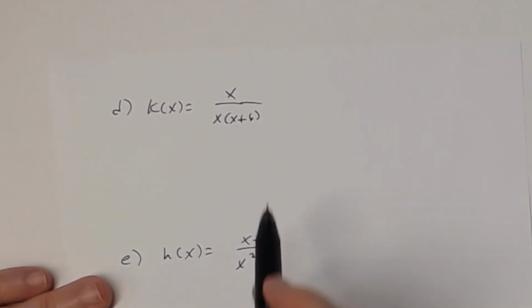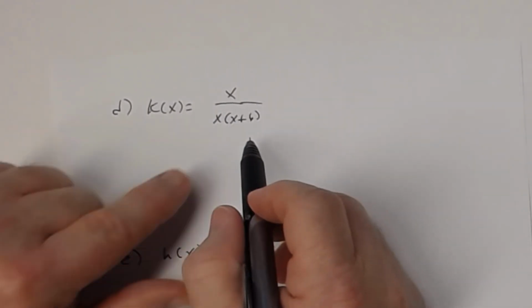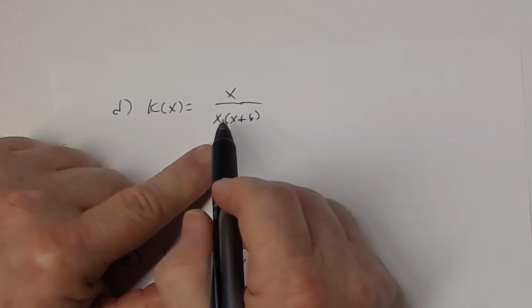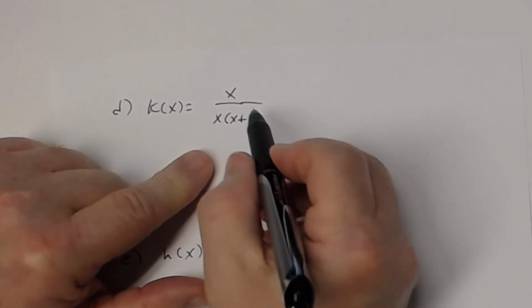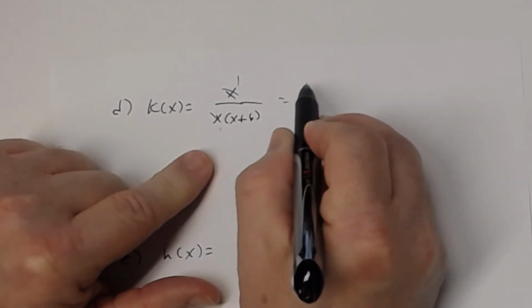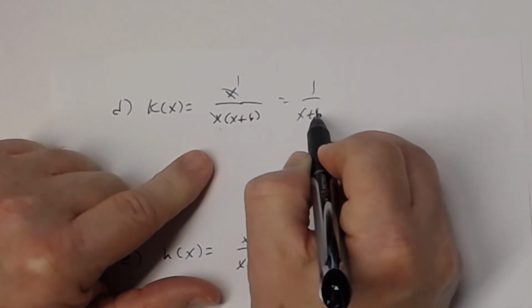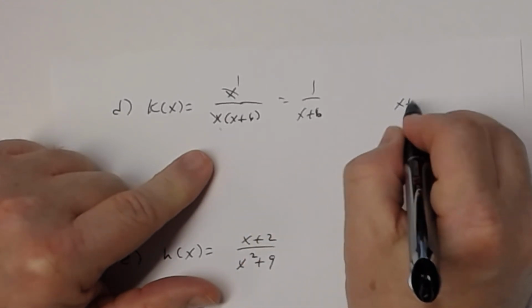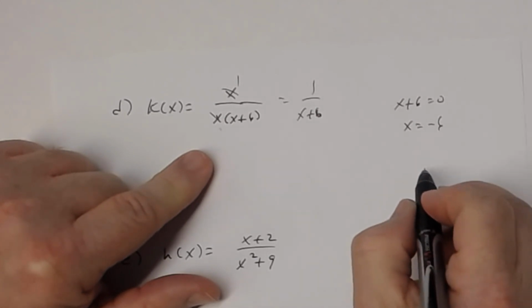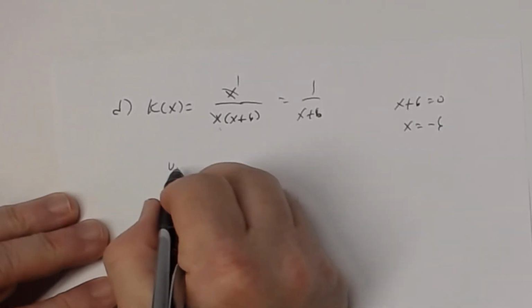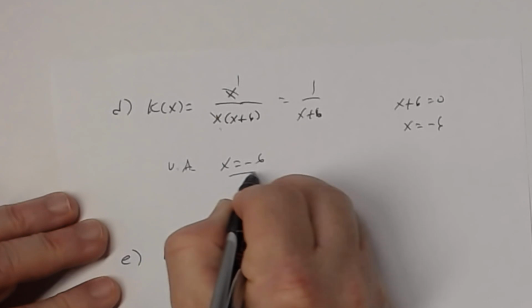All right, let's look at actually C. All right, let's look at D. Okay, so the denominator is already factored, right? Since I'm finding the vertical asymptotes, we're going to reduce. So this becomes 1 divided by x plus 6. Then I take the denominator and set it equal to 0, and I get x equal negative 6. And that is your vertical asymptote. So the vertical asymptote is x equal negative 6.